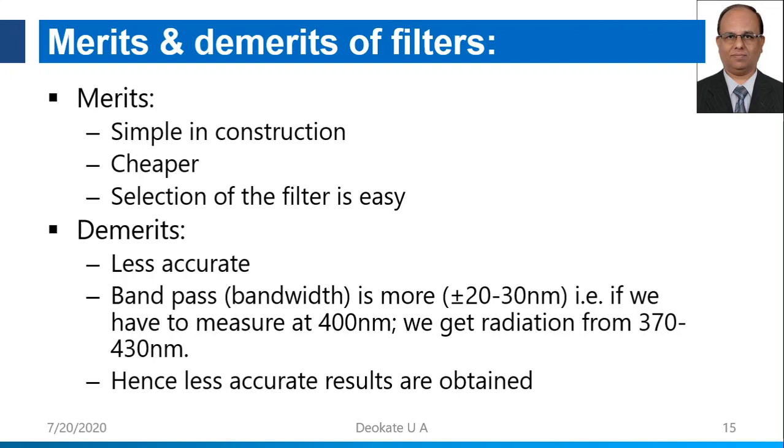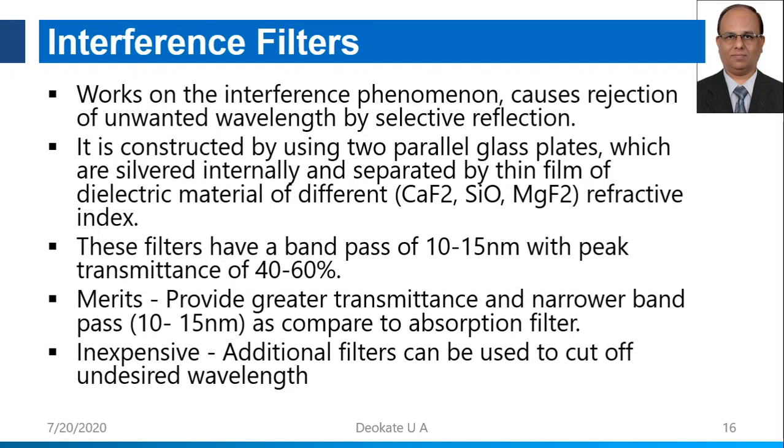It is less accurate. Its bandpass, or bandwidth, is 20 to 30 nanometer, meaning we can select a filter which has a plus or minus 30 nanometer range. So if you want a 400 nanometer wavelength, then the filter will give you 370 to 430 nanometer. This means we are not able to select a particular band or wavelength using an absorption filter. Hence, less accurate results are obtained. This can be overcome by using the interference filter.